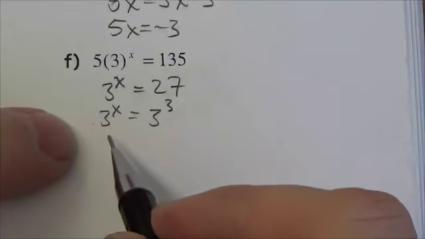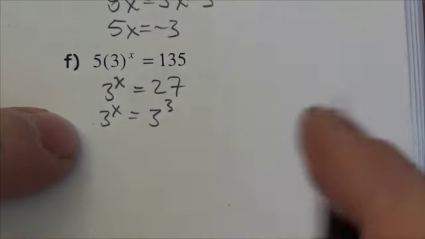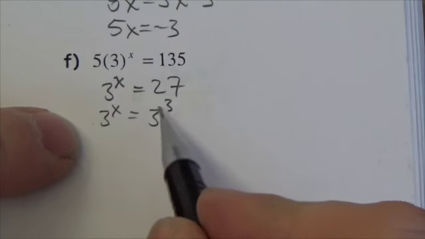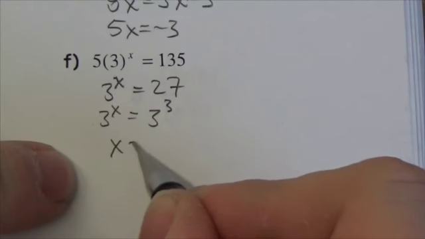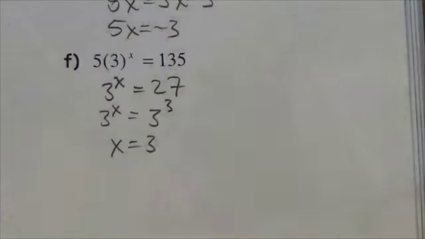Now in this particular case right here, this is actually a very straightforward question because this is 3 to the x is equal to 3 cubed. The bases are the same, powers are the same. It means the exponents must be the same. But as soon as I've done that, I've answered the question. I'm done. X equals 3.